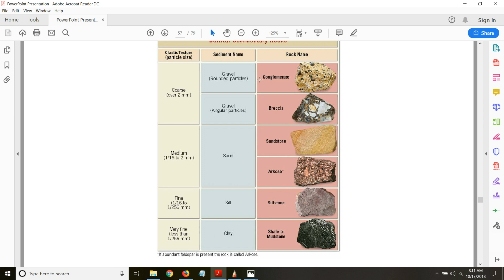I want you to remember the difference between conglomerate and breccia. What is the main difference? Conglomerate is rounded sediments, breccia is angular and sharp sediments.